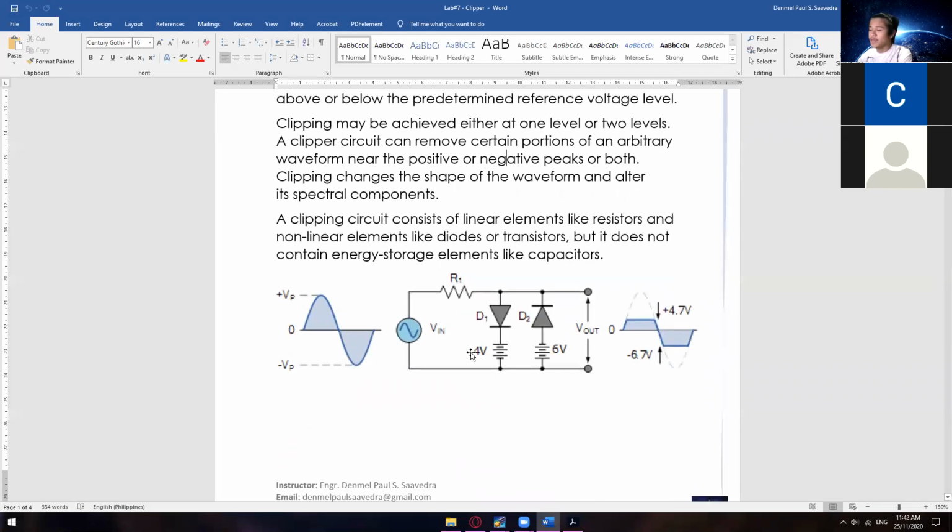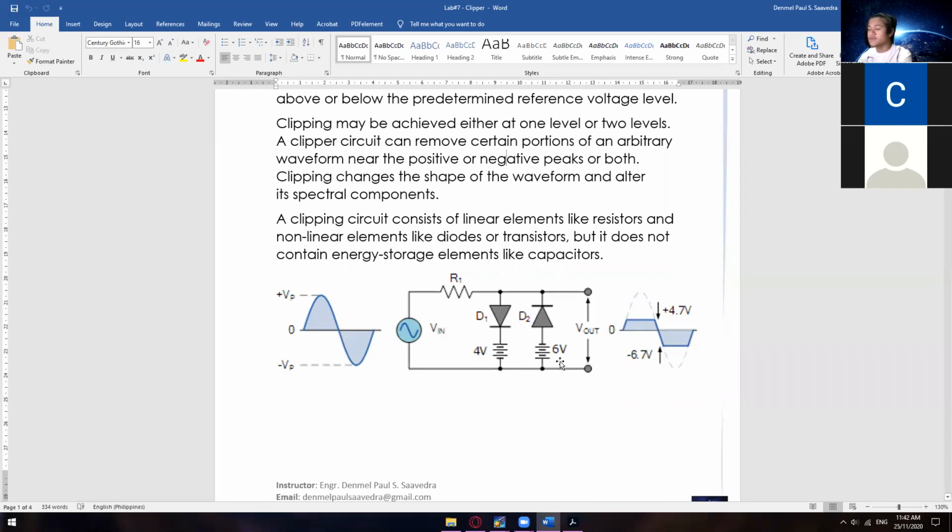Here we have the dual clipper wherein it will clip the positive and then the negative side. This is already a bonus for you because this is part of your laboratory number 7. This one is a dual clipper wherein it will clip the positive side and also clip the negative side.